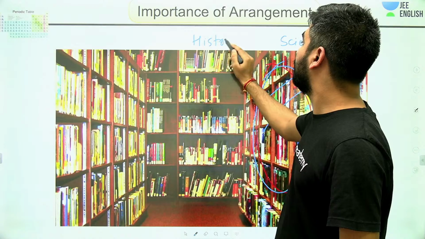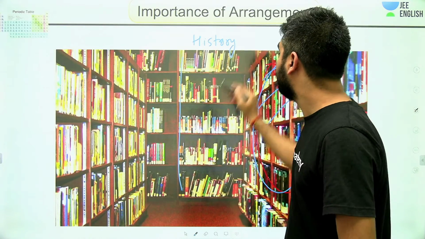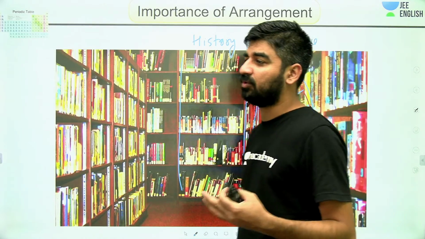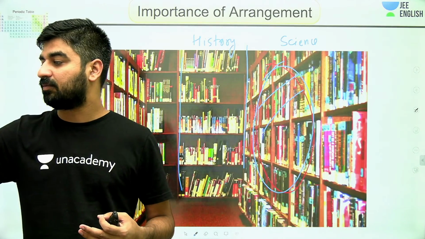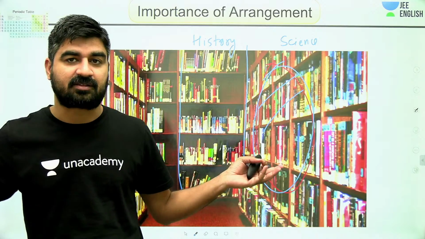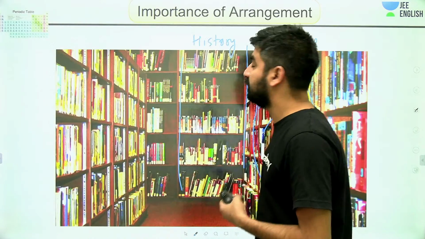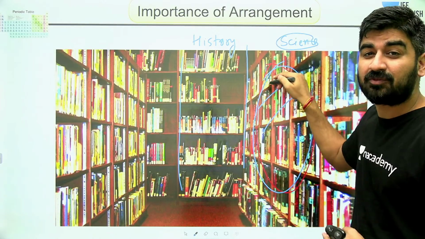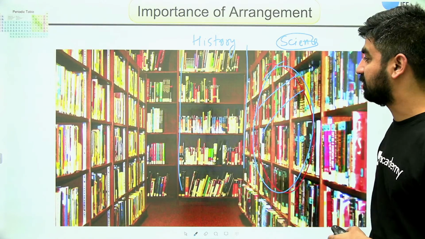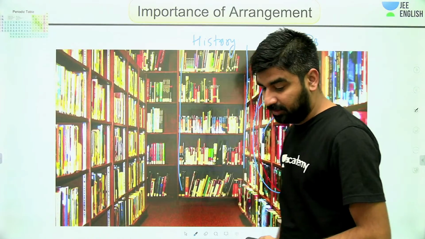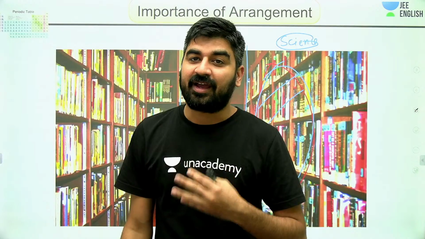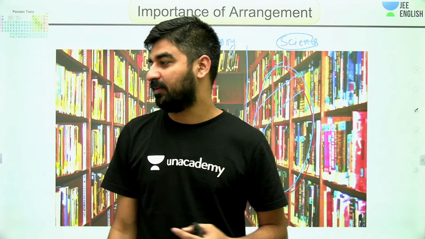So if you are arranging those books in this way, then you can easily find them. Suppose you are looking for some history books, then you don't have to look in the science section. And if you are looking for science, then you don't have to look in the history section. So arrangement is very important, and if there is systematic arrangement, that will help you in many ways, right?